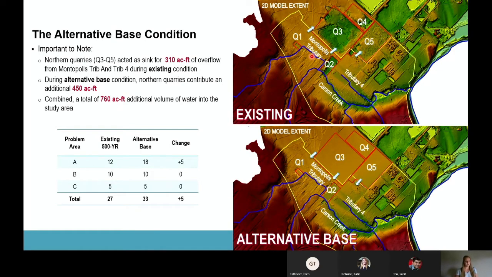And then in addition to that 310 acre-feet, these quarries themselves generated about 450 acre-feet of volume of water that would be coming in this direction as well. So in total, our alternative base scenario, worst case condition, is 760 acre-feet of additional water compared to the existing conditions of the current watershed. And this is all using the existing 500 year, and the alternative base condition gives us about 33 structures that are inundated, which is 5 more than if the quarries weren't filled.